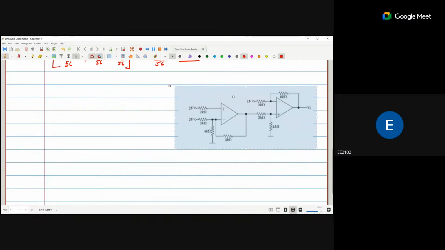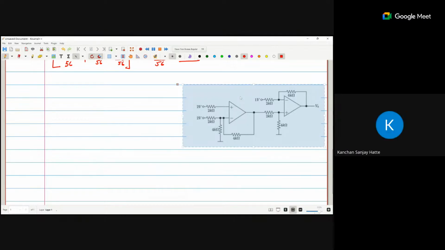I think this is question number 13. So first of all, we consider that this voltage is V naught 1. So V naught 1, we apply the positive voltage. Sorry, we apply 2 volts at the non-inverting and 2 at the inverting terminals. If we apply the superposition, 2 volts is here, that means 2 volts is also here. If 2 volts and 2 volts are here, that means at this point we are also getting the 2 volts.